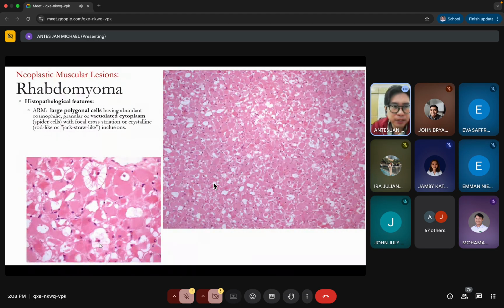So the ARM is seen with large polygonal cells, just as what you see on the normal histologic sections of a cross section of the skeletal muscle. Okay, but however, within these muscle cells, they have large vacuolated cytoplasm. They have lots of spaces. There are some cells that may have the spider appearance. These are called spider cells, because they have been filled with lots of vacuolization within the cells.